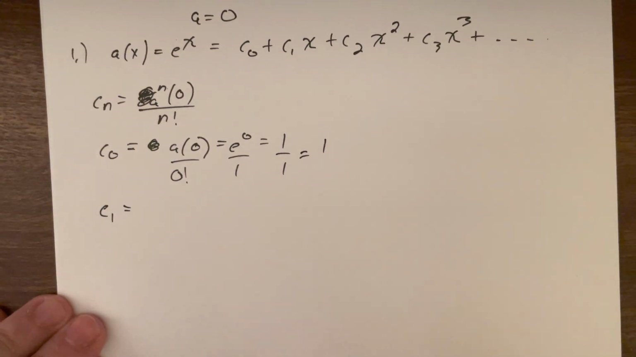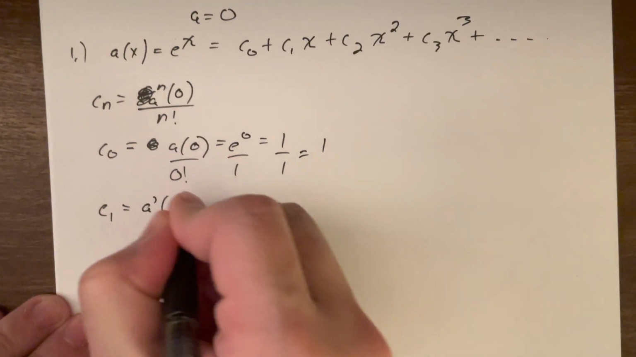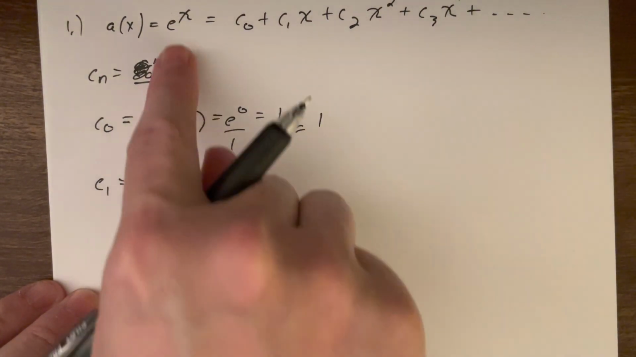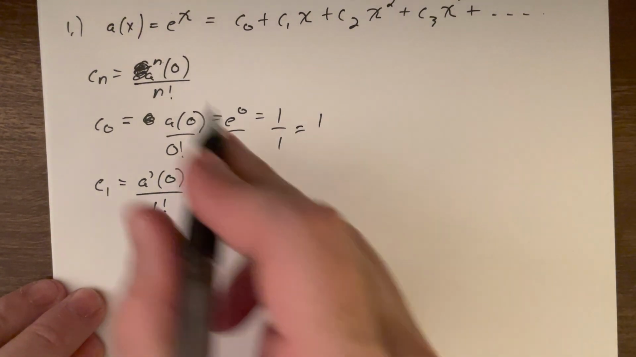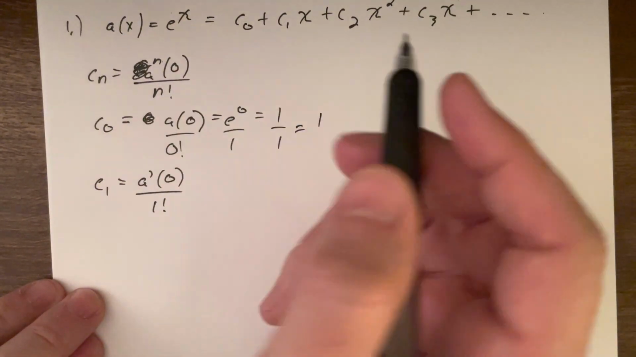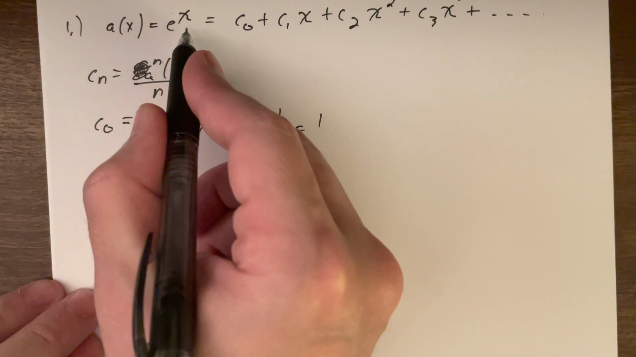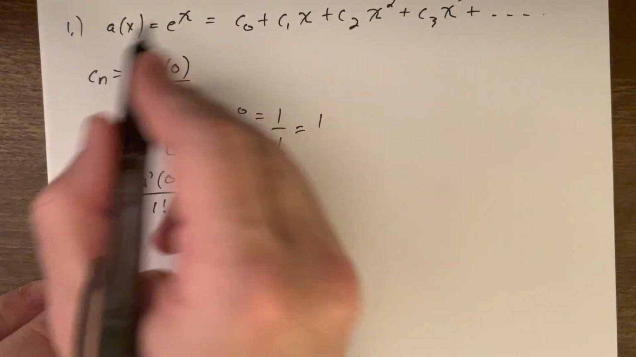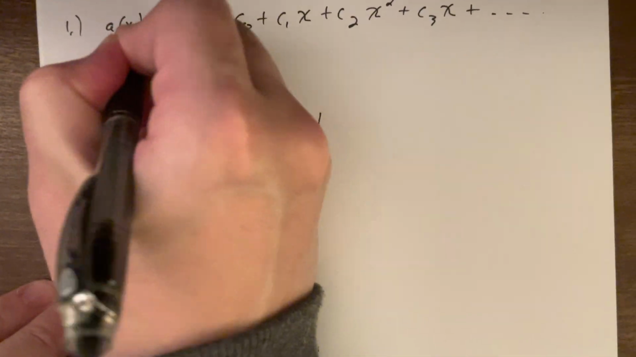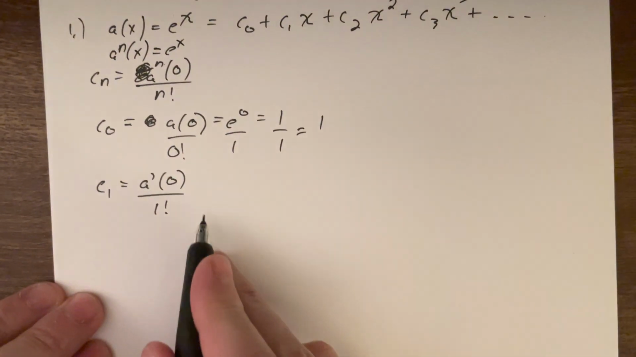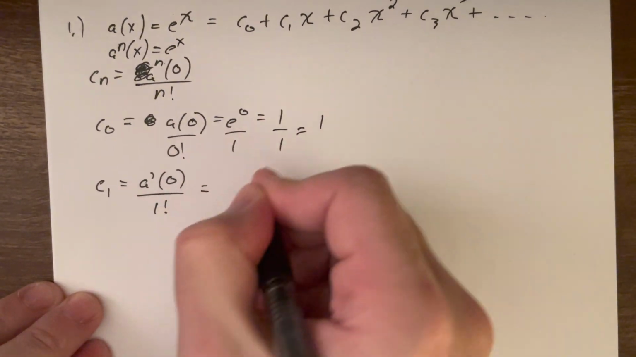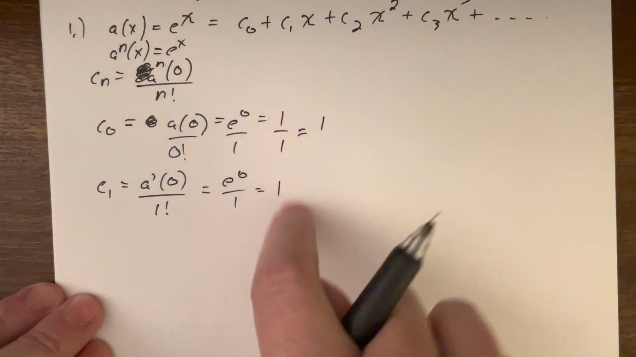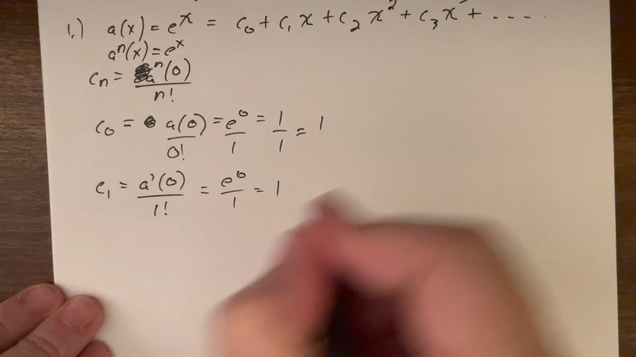C sub 1 will be the first derivative evaluated at 0 over 1 factorial. Well, this is a very nice problem. A is e to the x. A prime is e to the x. A double prime is e to the x. A triple prime is e to the x. So any derivative is still just e to the x. Evaluating that at 0, I still get e to the 0. 1 factorial is 1. So coincidentally, we just get 1 again.